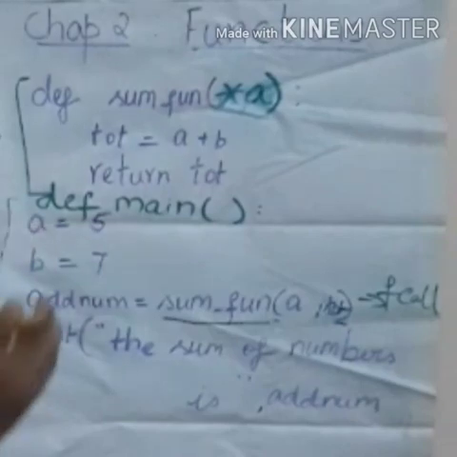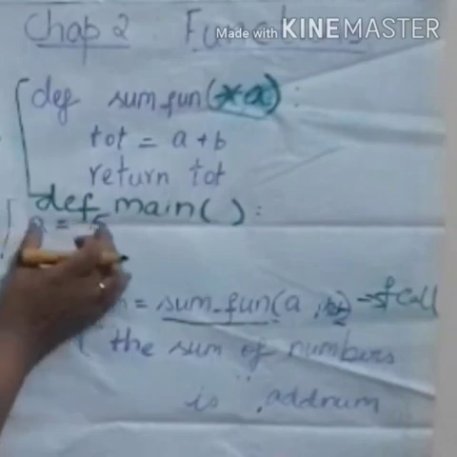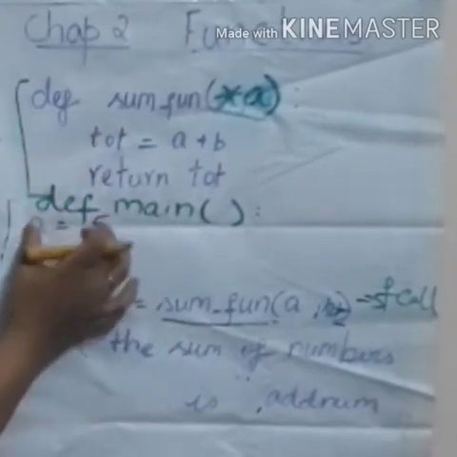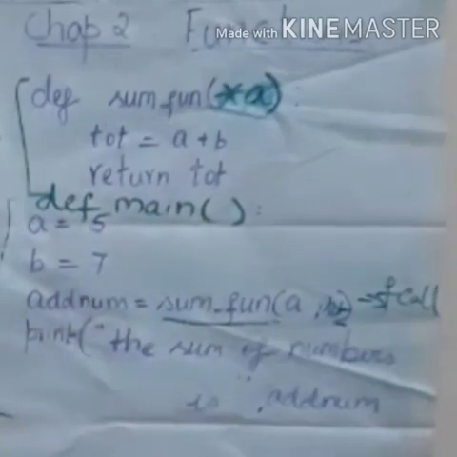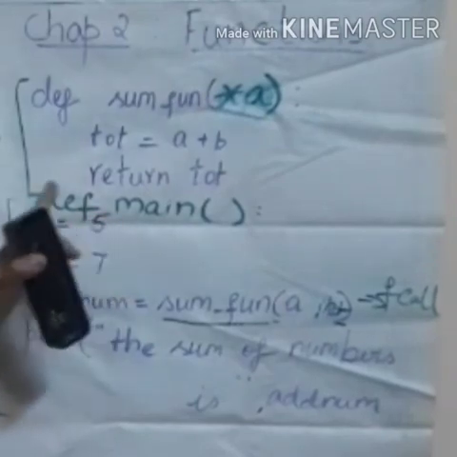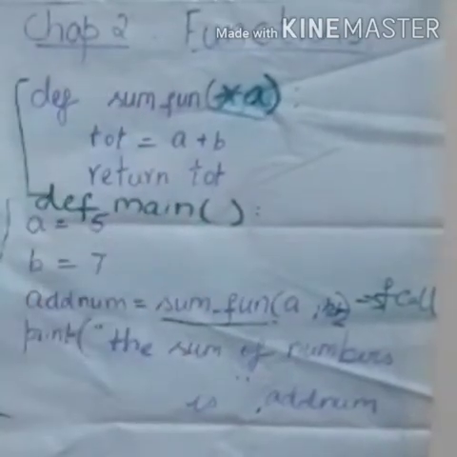But remember, if you give def main, you should do indentation. That is, all these lines should be given a gap like this, 8 character spaces, then you write below this. I hope this is clear. So the second thing we learned is making use of the def main statement in your program.